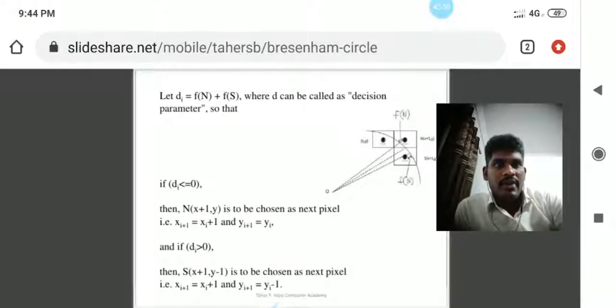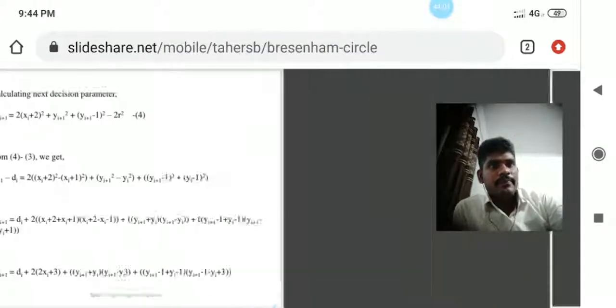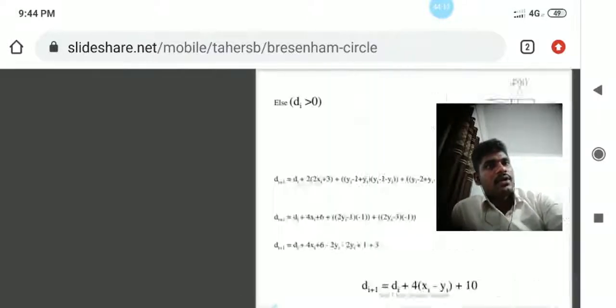So for the decision parameter, d less than or equal to 0, d greater than or equal to 0, d less than 0, d greater than 0, then add f of n plus f of s. So we will finally find 3 minus 2r. The decision parameter is d_{i+1} = d_i + 4x_i + 6. We have to follow this one when the decision parameter is less than or equal to 0.